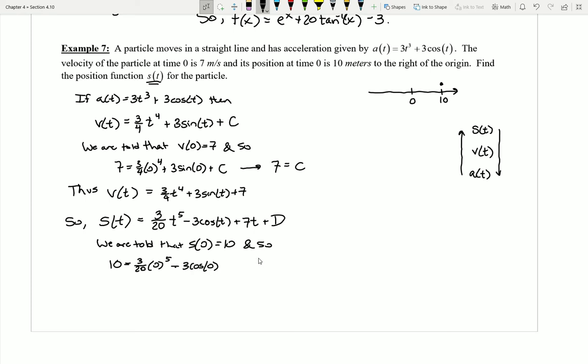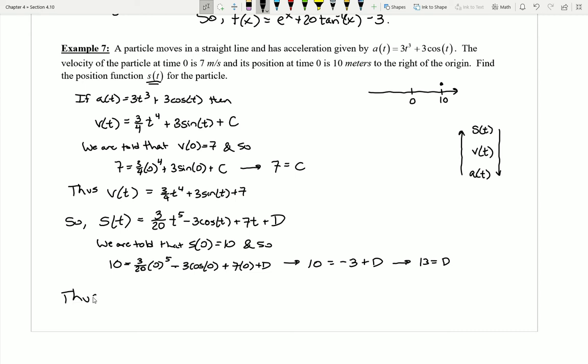So I have cosine of 0 plus 7 times 0 plus d. So obviously this 0 to the 5th power, that term's going to be 0. 7 times 0 is 0. And I'm going to be left here with 10 is equal to, let's see, cosine of 0 is actually 1. So this is going to be negative 3 plus d. And so I'm going to get d should be the value of 13.